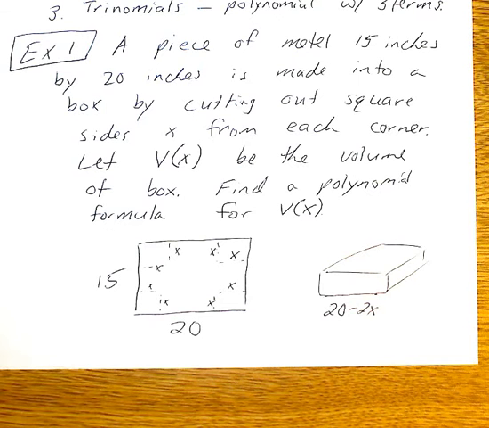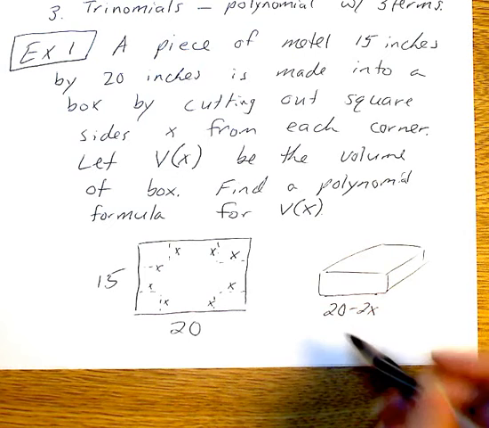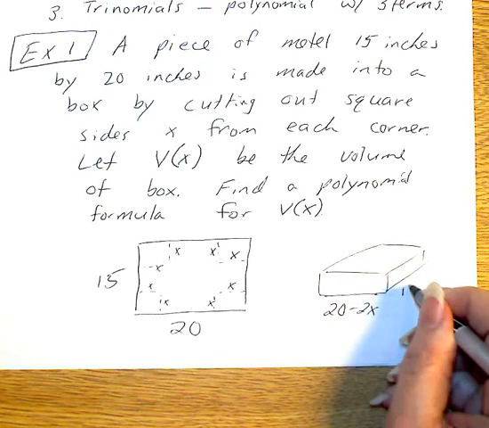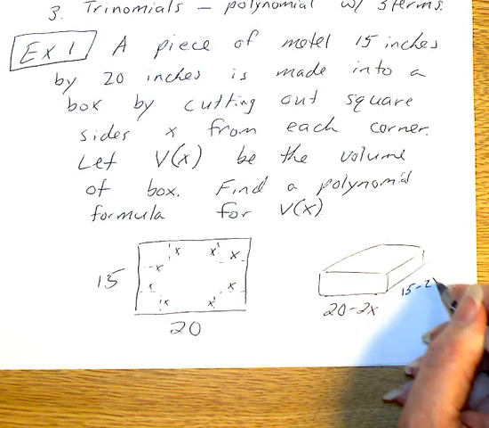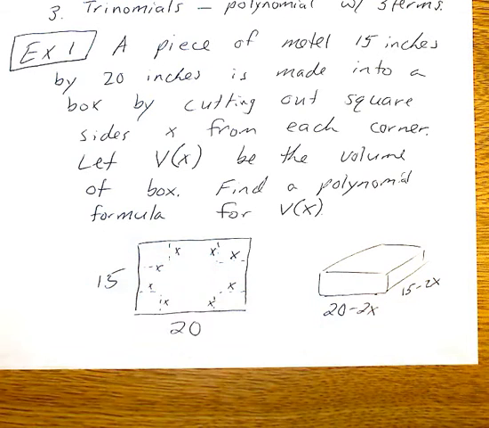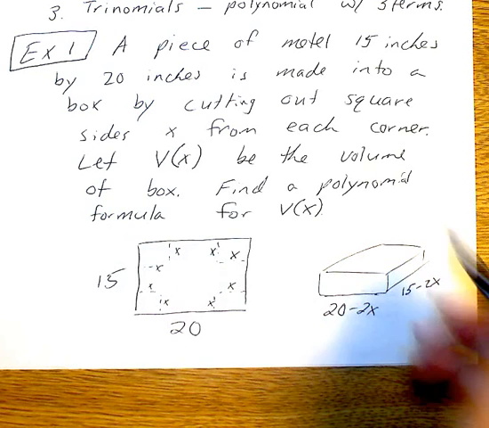Then this side was 15, but we took away an x and an x. So now what is the other side of the box? What is this length of the box? 15, yes, 15 minus your 2x. And what is the height of my box? Hopefully you guys can see it's what I took out, that x. So my height is x.